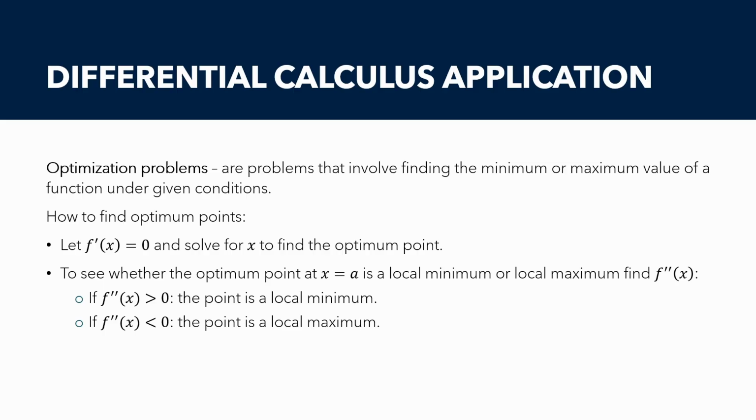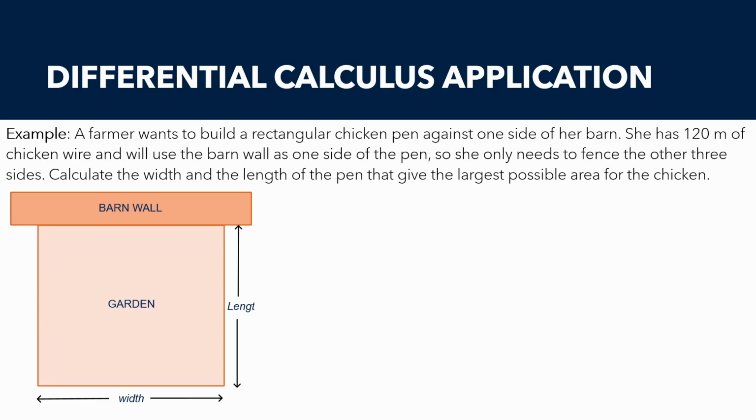Now let's take a look at an example. It says, a farmer wants to build a rectangular chicken pen against one side of her barn. She has 120 meters of chicken wire and will use the barn wall as one side of the pen. So she only needs to fence the other 3 sides. Calculate the length and the width of the pen that gives the largest possible area for the chicken. And that situation is represented on an orange diagram, as you can see on the left hand side.